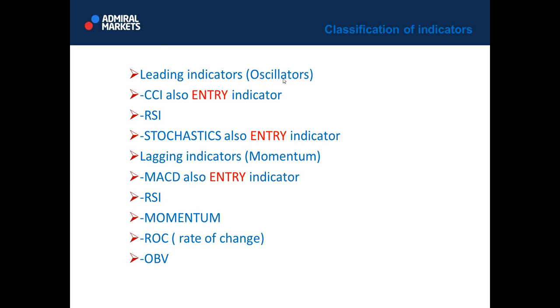Leading indicators or oscillators are CCI, which is frequently used as an entry indicator, and RSI, which is basically used to give us an immediate trend. Stochastic is also an entry indicator, which uses a complex algorithm to calculate possible overbought or oversold conditions, and that way we can basically enter the market.